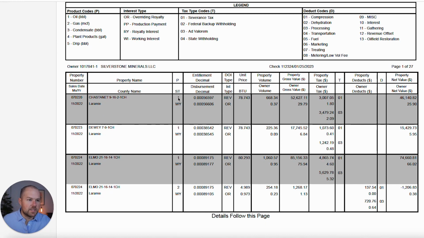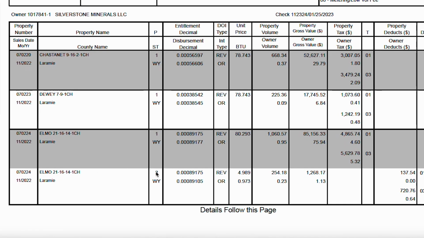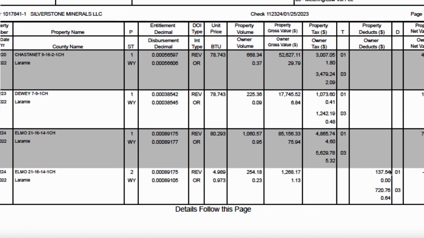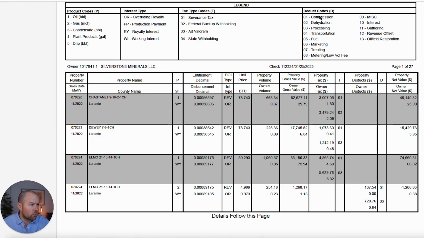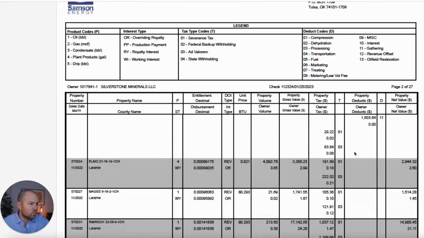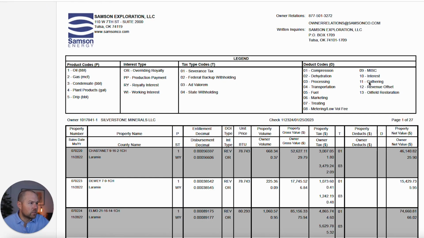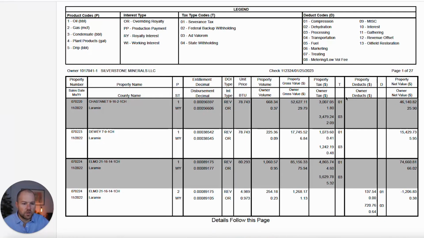Now, what you can see from my check stub is that I'm not receiving any deductions on oil being sold from this Chassenay well. But if we scroll down the check stub to this Elmo, this is product code number 2, which is natural gas. So I am receiving a deduction for natural gas. I'm being charged with number 1, which is compression, number 3, which is processing, and I believe there's one more down here, number 11, which is gathering. So gathering, processing, and transportation of natural gas. You can see the gross amount of the deduction, what the net amount is to me, and how that's impacted me.